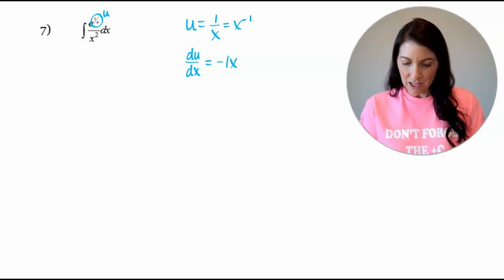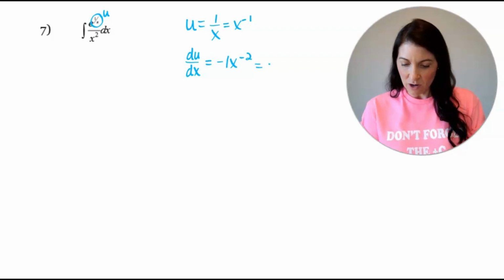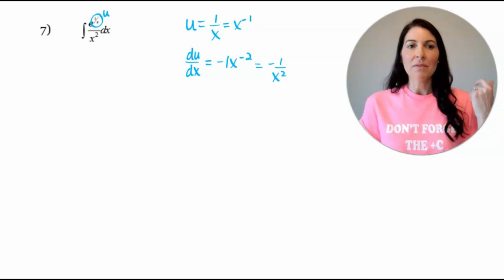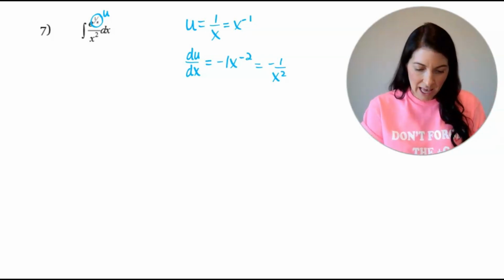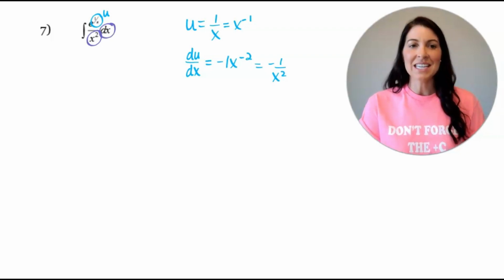So the power rule would give me a derivative of -1 x to the -2, or -1 over x squared. And as I look at my problem, if I make it e to the power of u, what I have left over is an x squared in the denominator and a dx here.